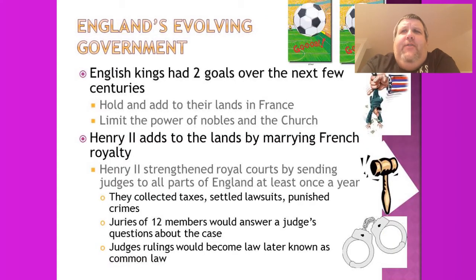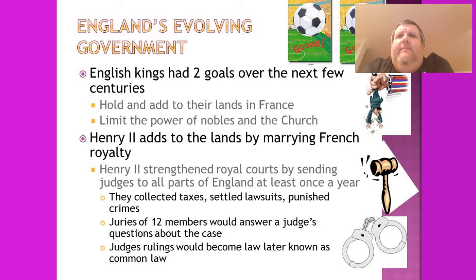The several kings that came after him had two goals really over the next few centuries. The first one is to hold the lands that they had in France. That was what they originally had. Remember Normandy and that area there. And they wanted to add to that area. And then they wanted to limit the power of the nobles, so kind of the rich people, the higher ups. They wanted to make sure that they were in charge and not going to be overthrown. And they wanted to limit the power of the church. Remember how we talked about how strong the church was in this era. So they want to limit the power of the nobles and the church.